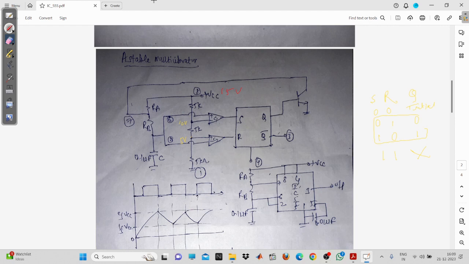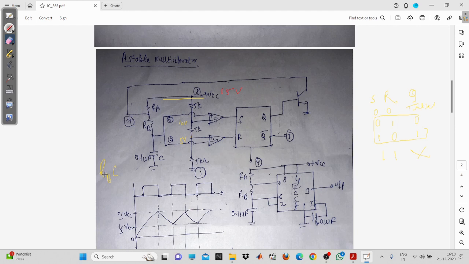Now you can see that the capacitor will be charging by using this supply voltage, and it will get discharged through this transistor. When it is charging, RA and RB will be in series, and when it is discharging, it will discharge only through RB, because we have connected the discharge transistor, the collector point of the transistor, to the middle point of the resistors. So the discharging time constant will be RB into C.